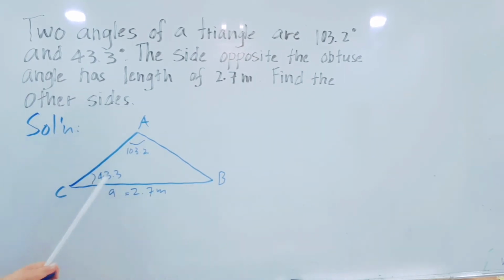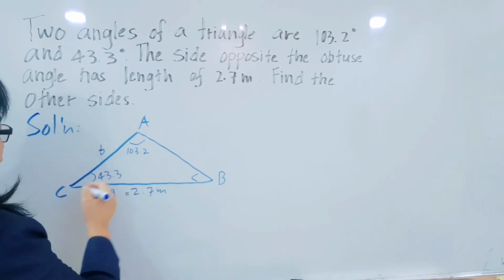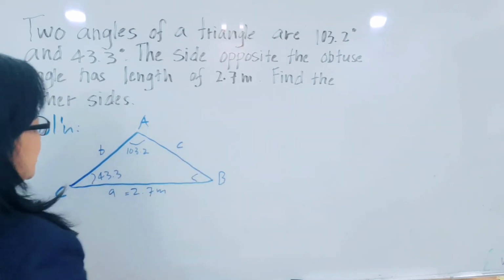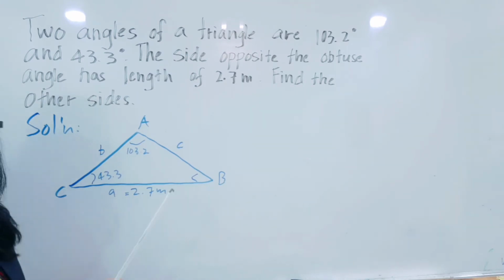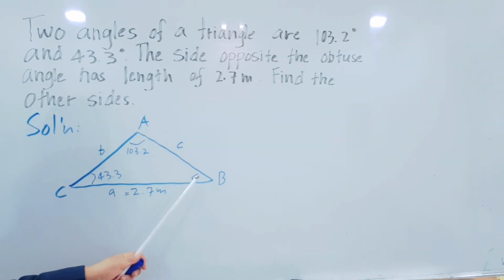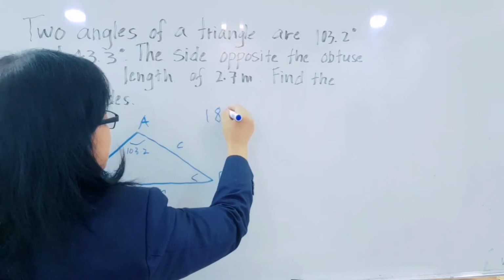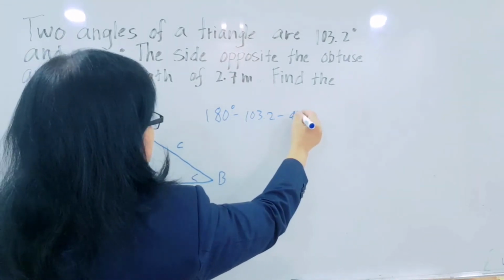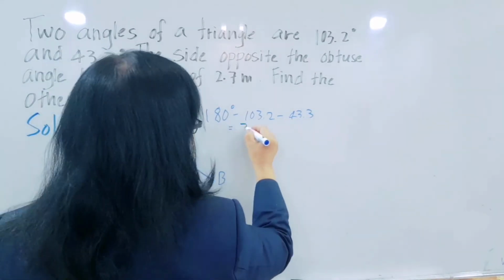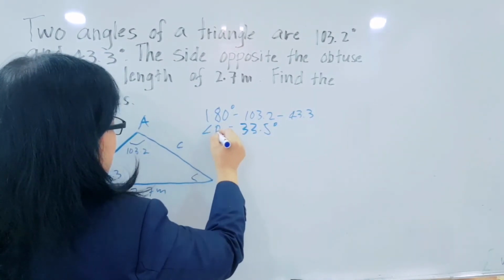Now, of course, if this is angle B, this must be side B. This is angle C, this is side C. Always, if this is the angle C, the opposite is the side C. So here, what we're looking for is the length of side B and length of side C. Before we can do that, we have to find first the angle B. The total of the interior angles of a triangle is 180 degrees, so 180 minus 103.2 minus 43.3 is equal to 33.5 degrees. So, this is angle B.